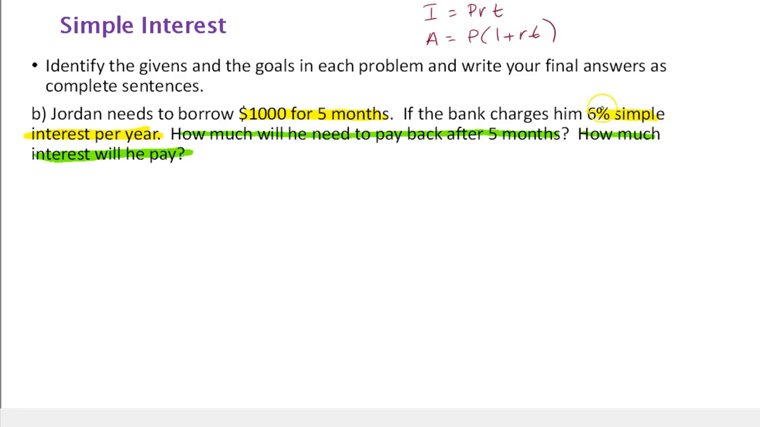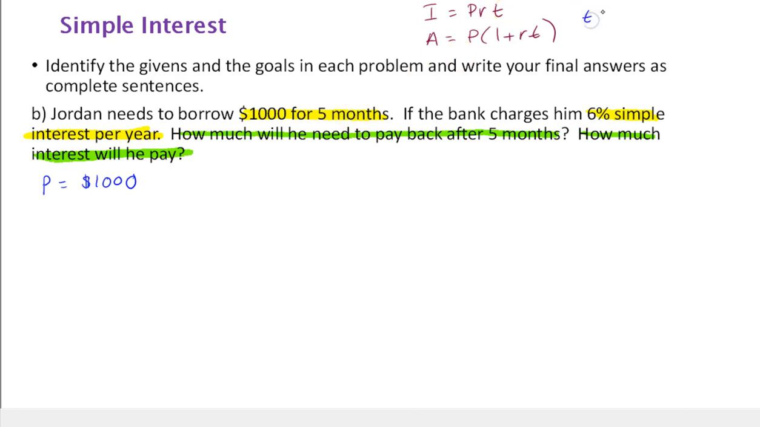Since we're told it's simple interest, we know we're going to use these formulas. So let's write down what our variables represent. First, the $1,000 is the principal, the amount he's borrowing. Next, I see 5 months, and months is a time value, so that's going to be the letter T.